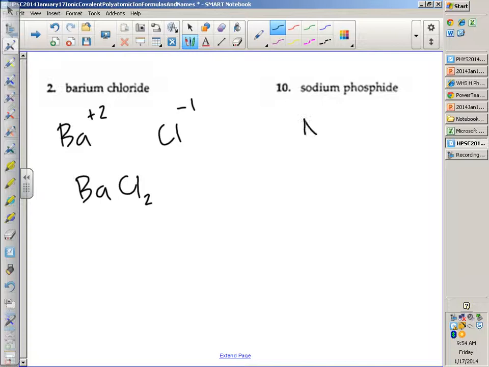Going through that same process, you'd end up with this formula for sodium phosphide. Good there?